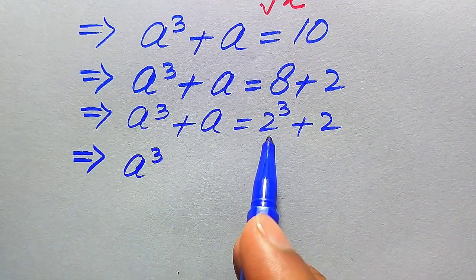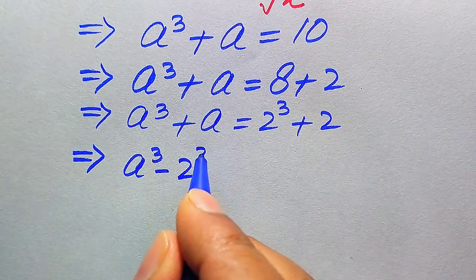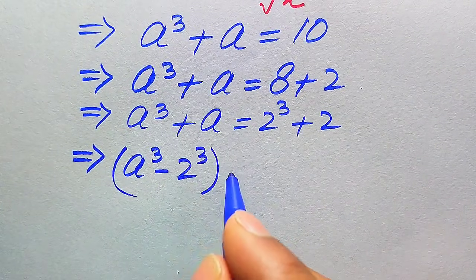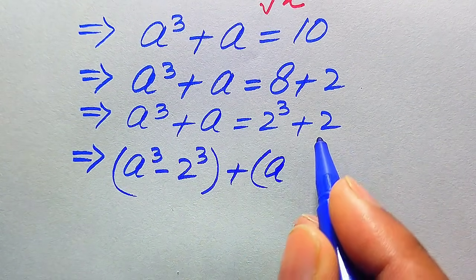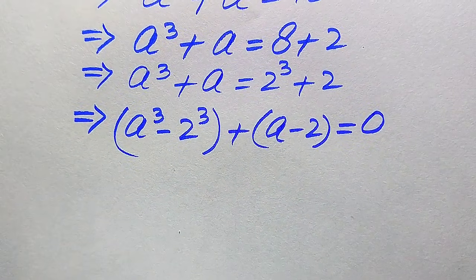So this is a cubed, and here this is plus 2 cubed. When we move it to the left hand side, it becomes minus 2 cubed, and this is our plus a, and this plus 2 becomes minus 2, and this whole equation is equal to 0.